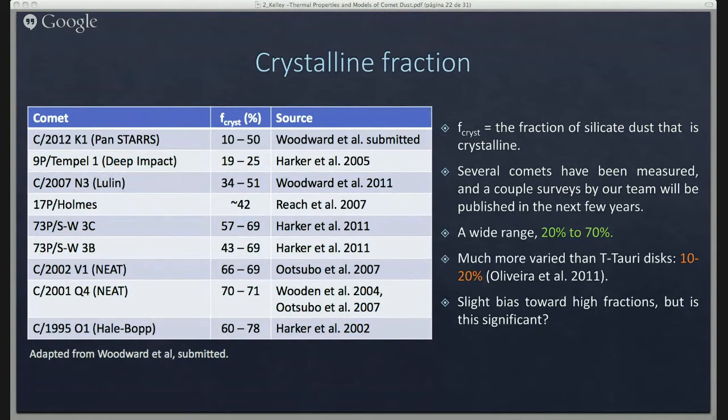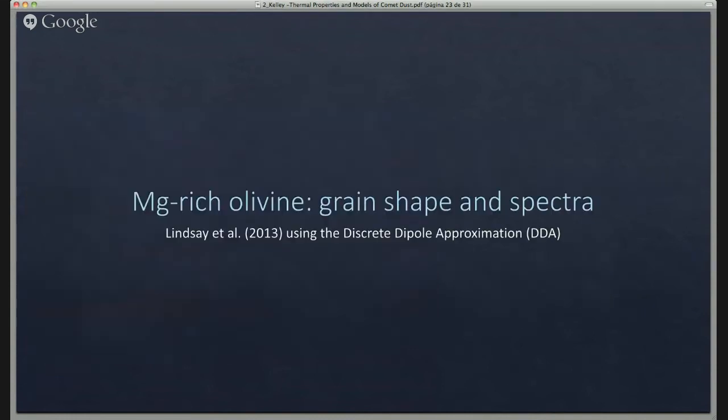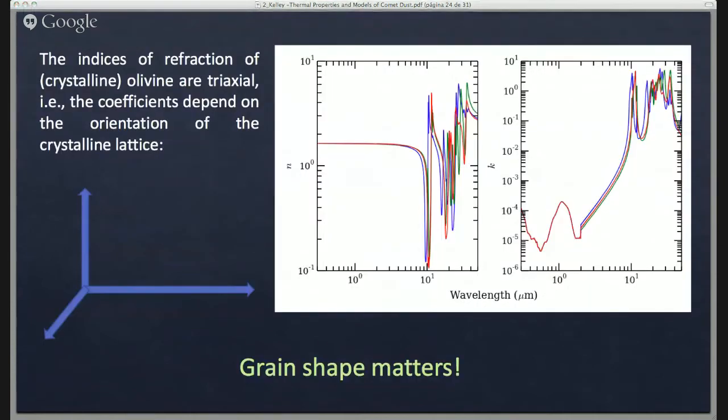In a few more minutes, let's talk about magnesium-rich olivine. How does grain shape affect the spectra? This is a brief review of a paper by Sean Lindsay and collaborators, who considered the discrete dipole approximation in order to understand how shape affects the spectrum of magnesium-rich olivine.